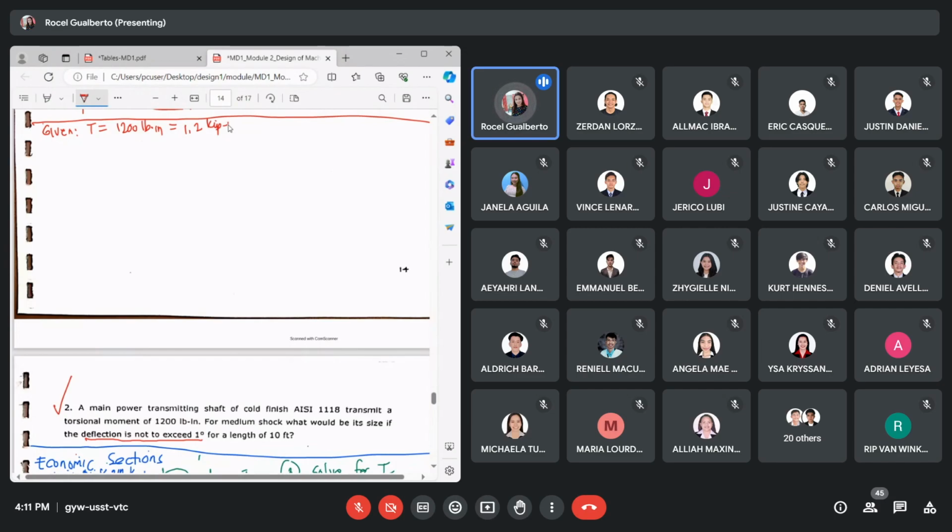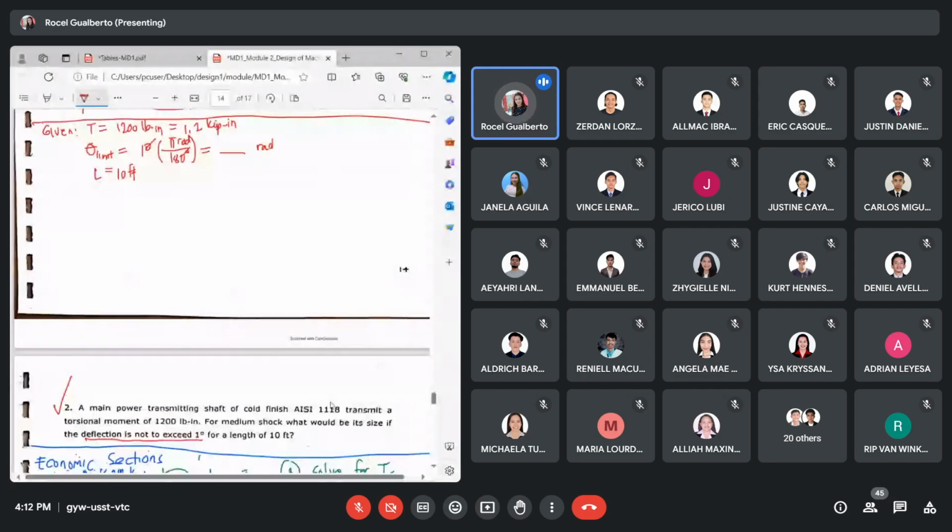Ang gagawin nyo po, you convert it na po to radians. So, 180 degrees is equal to pi radians. So, cancel out mo po yung degrees, so you'll have your answer in terms of radians. And then, length of 10 feet. L is equal to 10 feet. Yan po yung given.